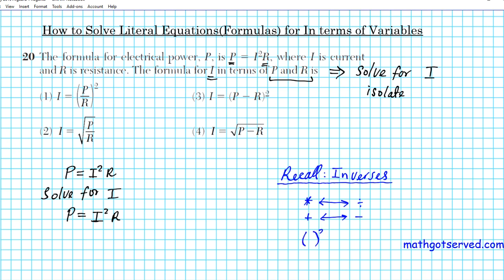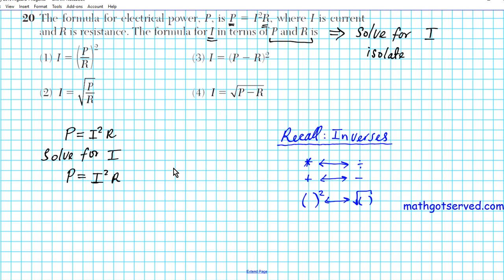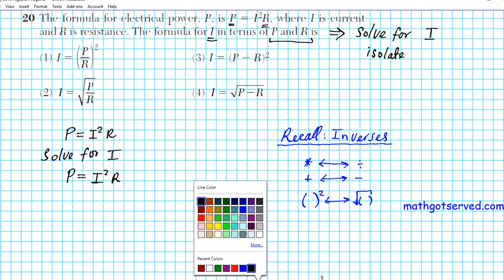How about a quantity squared? The inverse of square is square root. So if you want to undo square, you take the root, square root. And if you want to undo square root, you take the square. Alright, so let's keep that in mind. Now for P equals I square R, we're going to isolate I in two steps. Do you see what the two steps are?